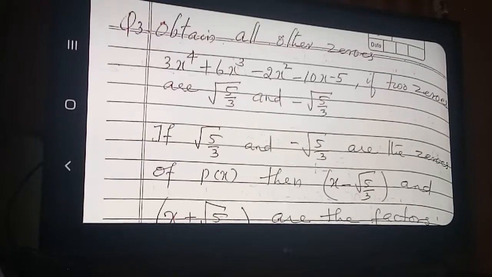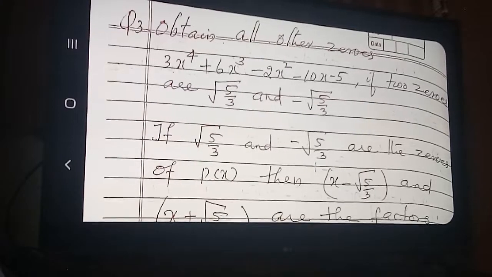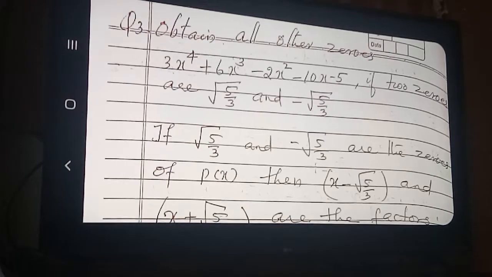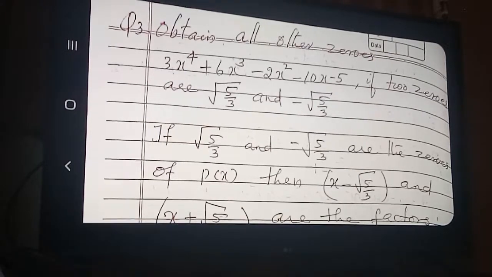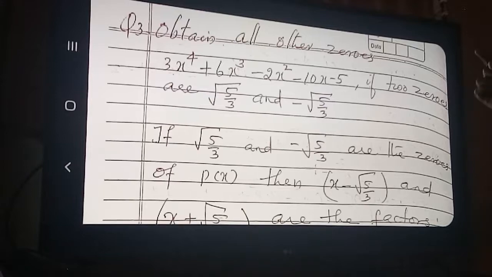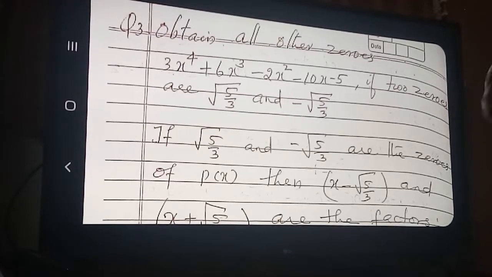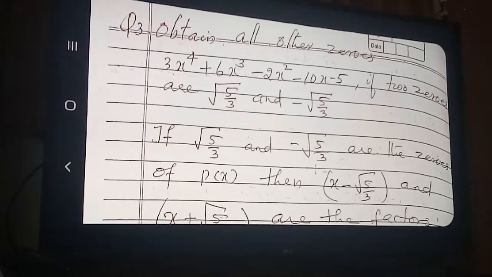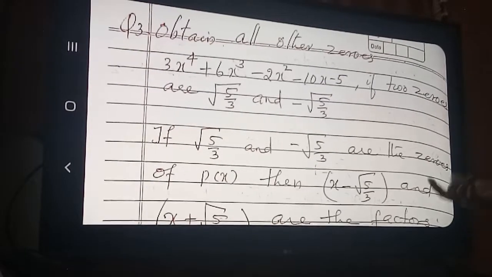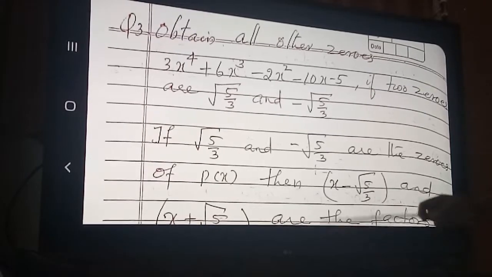In the previous class I explained: if 2 is a zero, then which is a factor? x minus 2 is a factor. If 3 is a zero, then x minus 3 is a factor. If minus 3 is a zero, then x plus 3 is a factor. That means taking the zero and the factor, the sign difference is coming. Minus 3 is a zero, then x plus 3 is a factor. Okay? Did you get the concept clear here? Yes. Move to the next point.